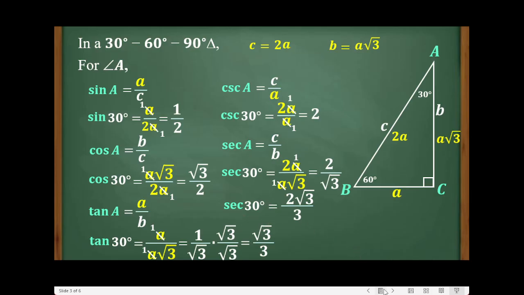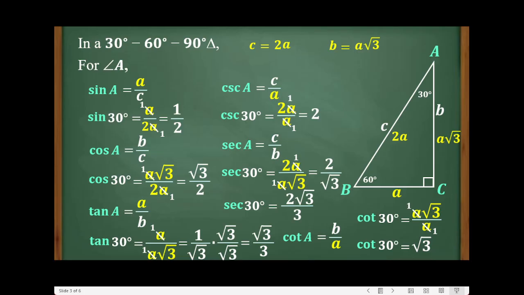And finally, we have the last one, which is the reciprocal of tangent of A, and that is what? The cotangent of A. And that is equal to B over A. And B, as we all know, is equal to A square root of 3. So the resulting value for the cotangent of A is actually cotangent of 30 degrees, which is equal to B, which is A square root of 3 over A. And A here can be cancelled out. And what will remain from the value of cotangent 30 degrees is what? Square root of 3. So therefore, cotangent 30 degrees is square root of 3.